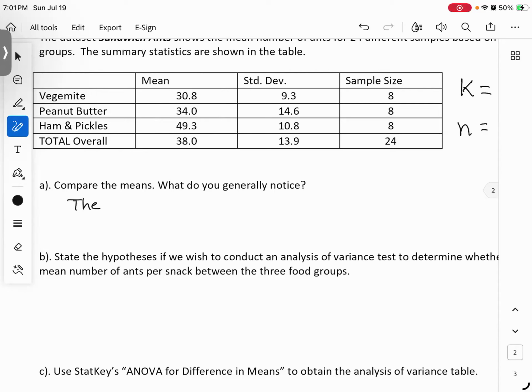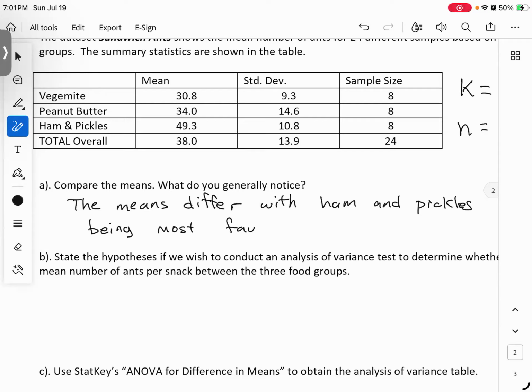The first straight-out observation when comparing the means is that the means differ. Then we can either say who's got the highest or the lowest. I'm just going to go with the highest, with one observation being that ham and pickles being most favored by ants.